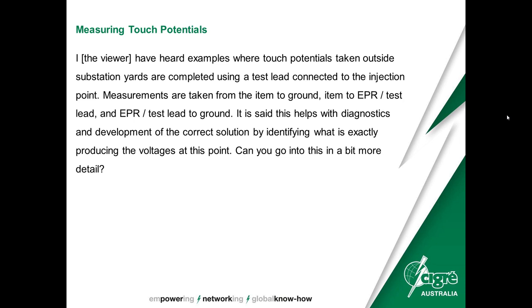Is the fence picking up a voltage from the substation and transferring it out, so that the voltage on the fence is actually higher than the voltage on the ground? It's closer to the EPR at the substation, and the ground voltage, the soil voltage, has dropped away, leading to a 500 volt difference. That's a possibility.